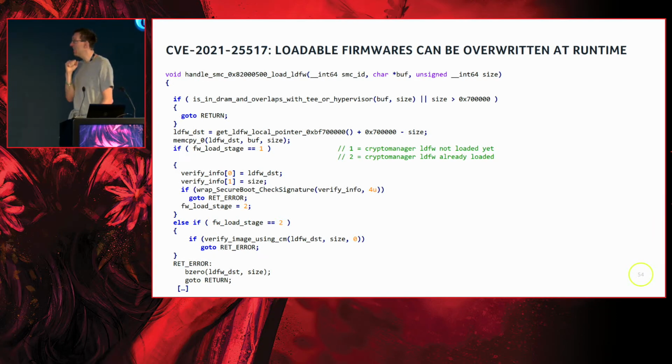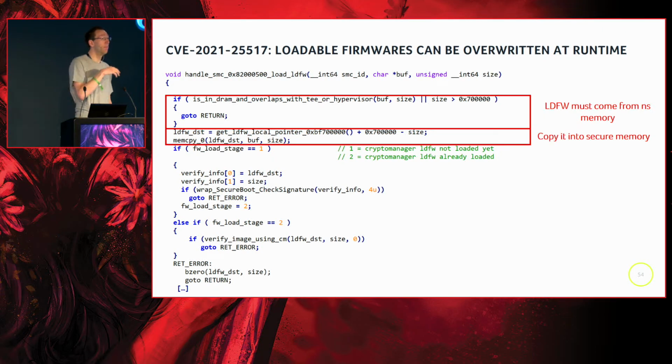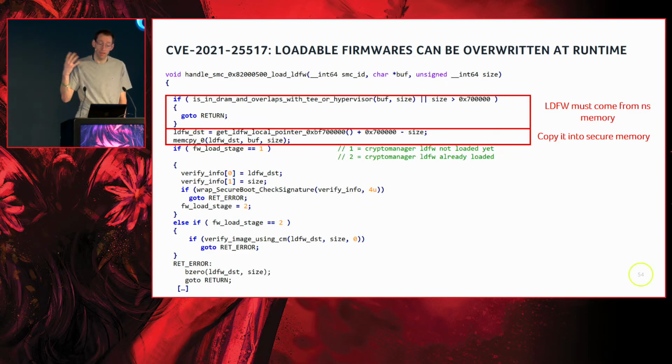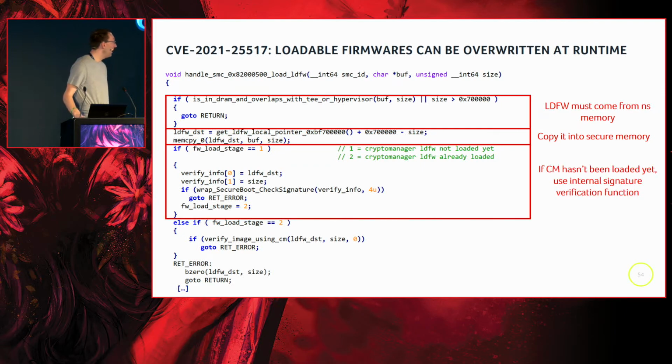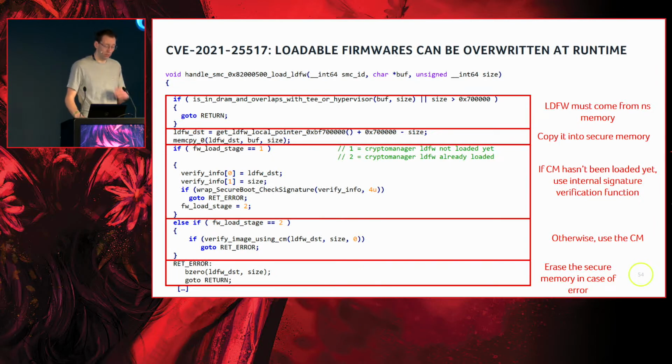Well, this is the SMC. This SMC in BL31, it does the pointer check, so you provide non-secure memory. It will copy in that memory from the non-secure side to the secure side, because, well, while it is unpacking it, you don't want the non-secure side to mess with it and maybe cause some issues, like some TOCTOU issues. And then it will do a signature verification, either directly in BL31 itself, or if you have already loaded your loadable firmware before, you can actually load it again, and then you will verify the signature using the crypto manager. And if something fails, you will erase the secure memory.